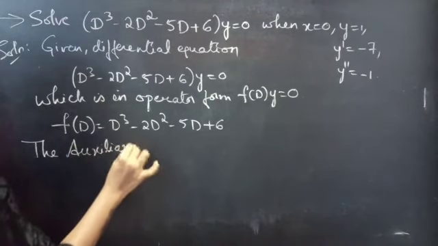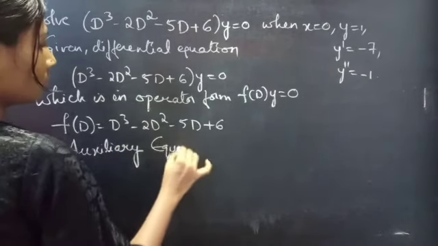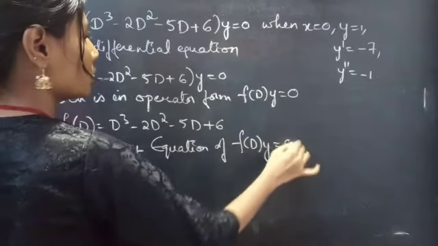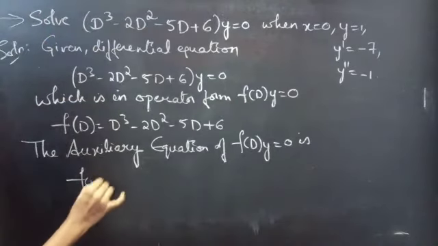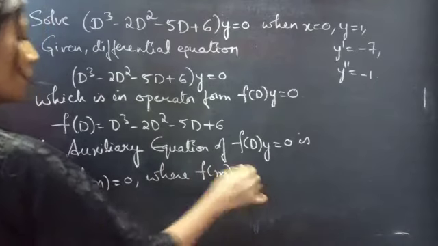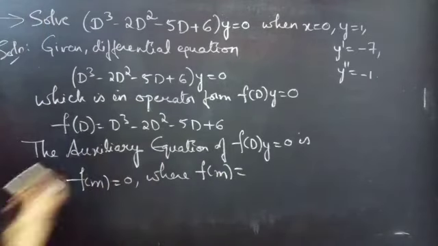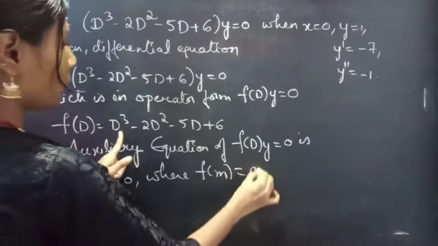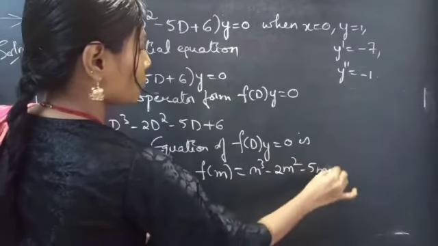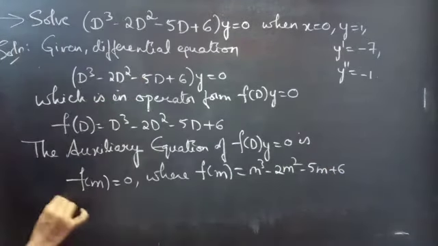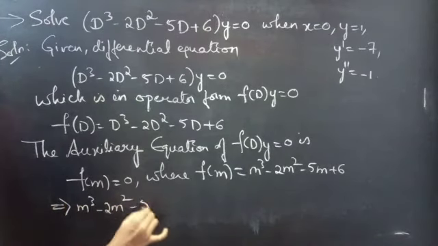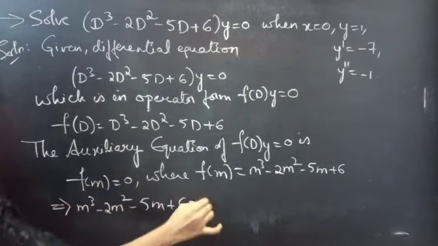The auxiliary equation of f of D into y equals 0 is f of m equals 0, where f of m is obtained by replacing D by m. Then you'll get m cube minus 2m square minus 5m plus 6. Now, our auxiliary equation will be m cube minus 2m square minus 5m plus 6 equals 0.